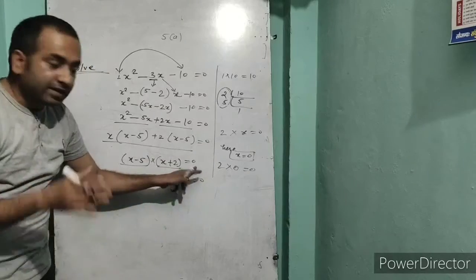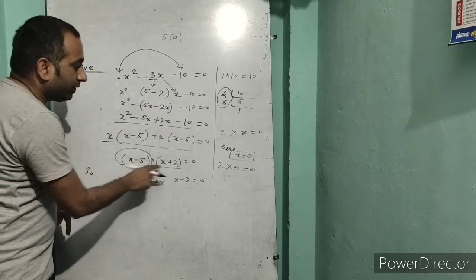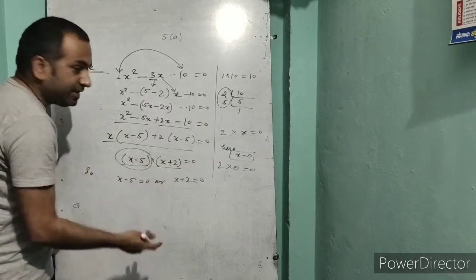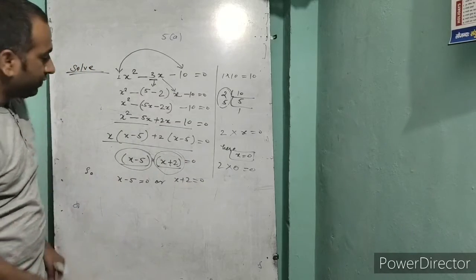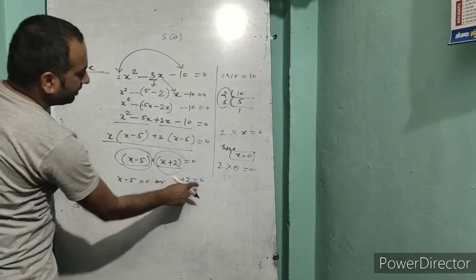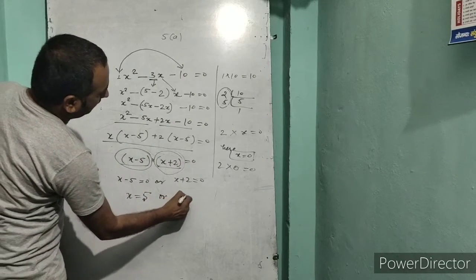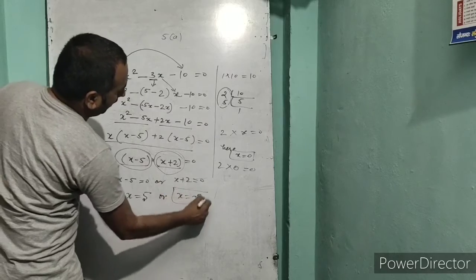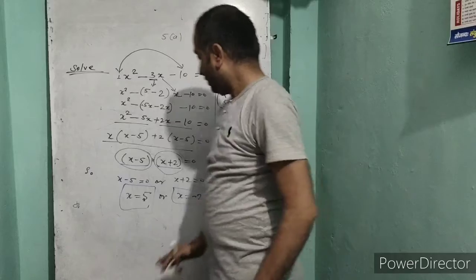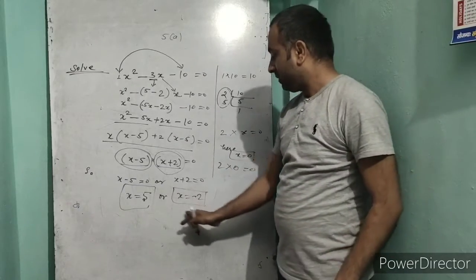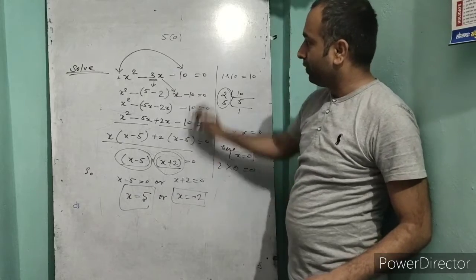RHS is 0. When will RHS be 0? Listen, if this portion is 0, then RHS is 0. Otherwise, if x plus 2 is 0, then the RHS is also 0. So x minus 5 equals 0 or x plus 2 equals 0. So you will get x equals 5 or x equals minus 2. So how many roots are here? Here are 2 roots, x equals minus 2 and x equals 5. These are the roots of the equation.